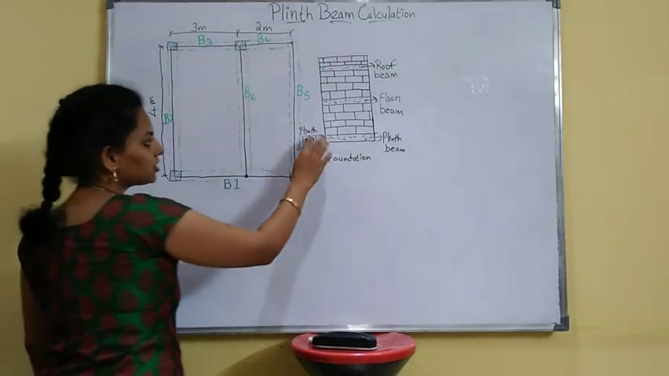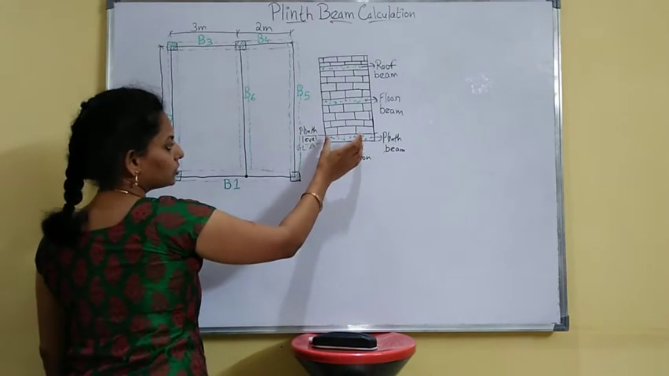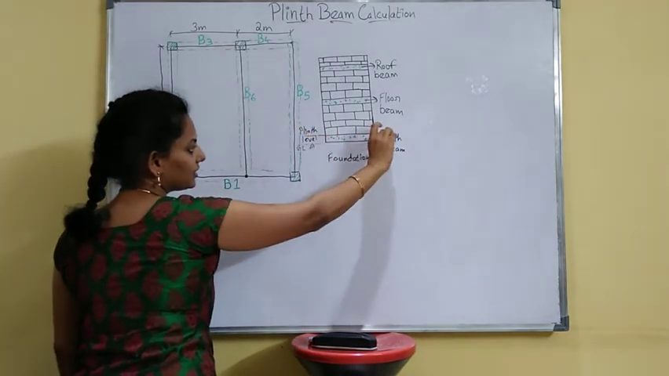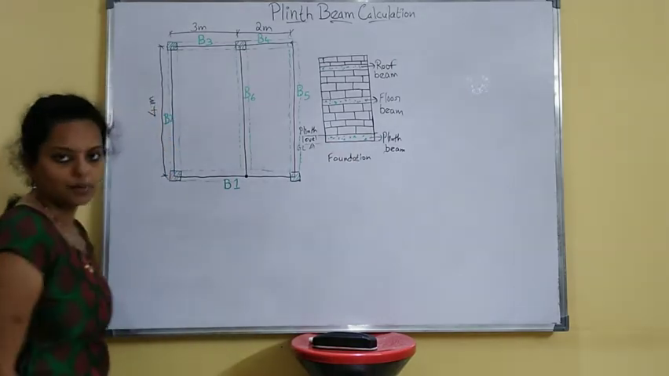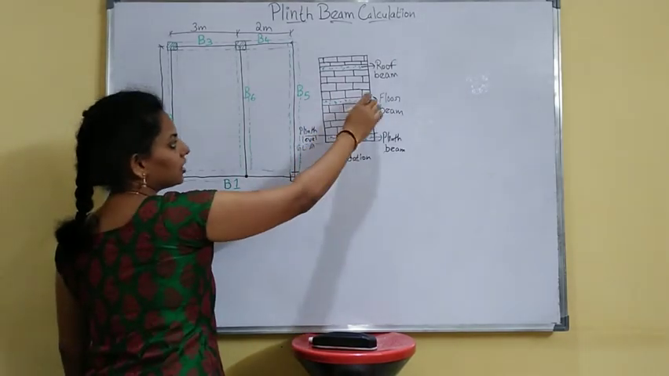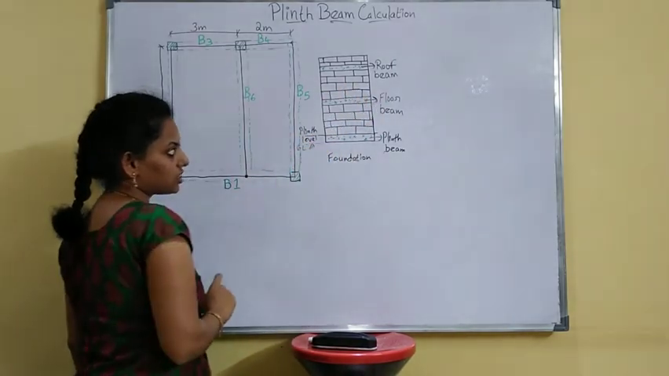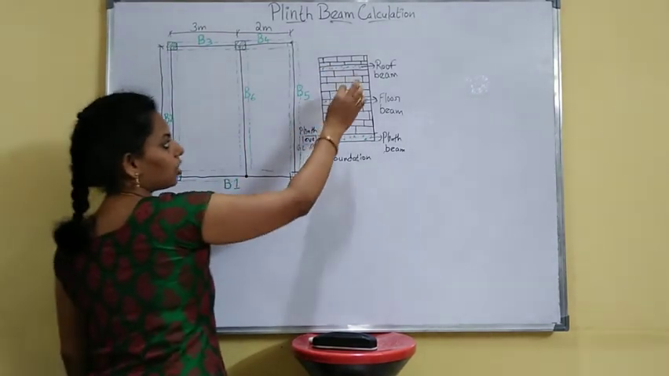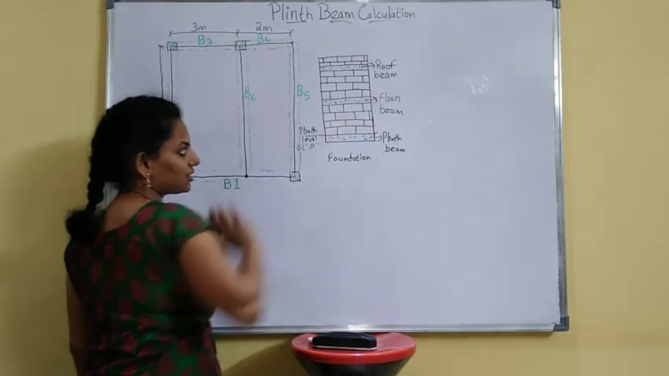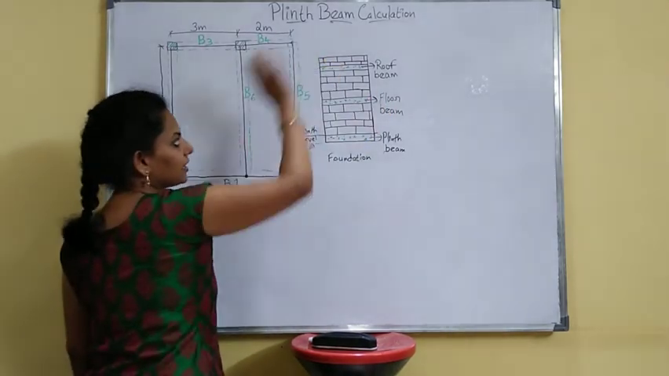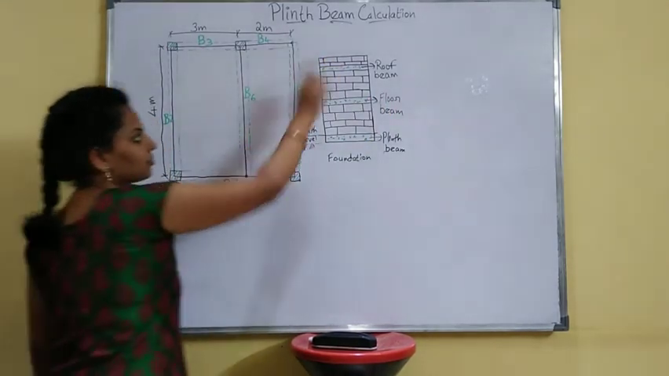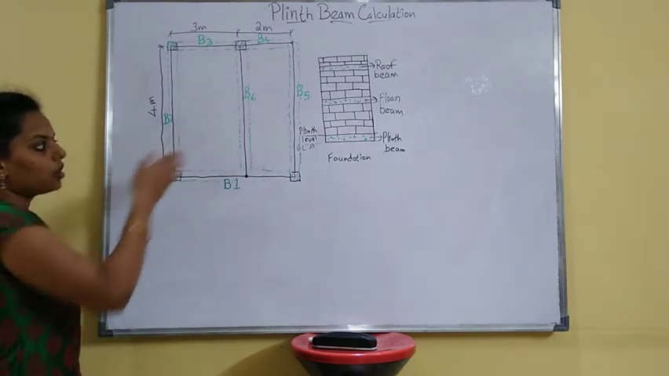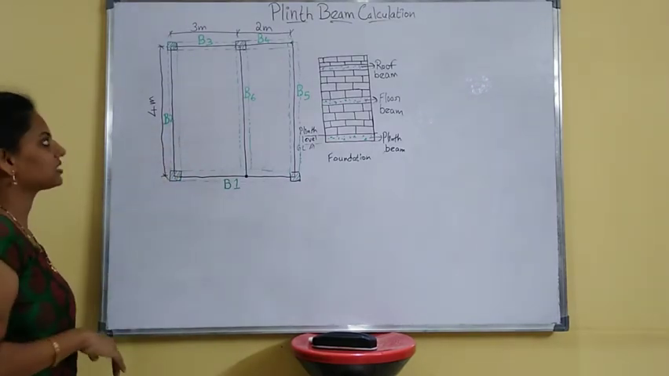Then this is your ground level. So above the ground level, up to the plinth level, that is nothing but your plinth beam. Then above that, the superstructure, or below the first floor of the superstructure, this is the ground floor. Then the first floor superstructure, that is nothing but your floor beam. And near the terrace level, that is nothing but your roof beam. All beam calculations we'll see step by step.